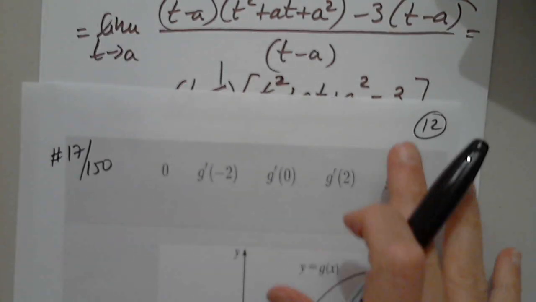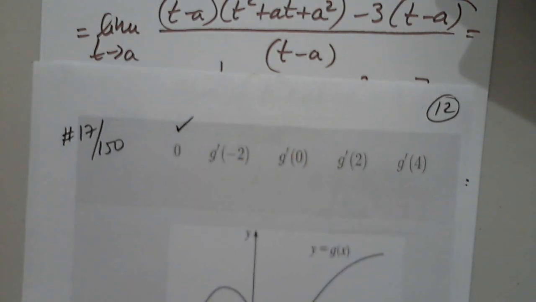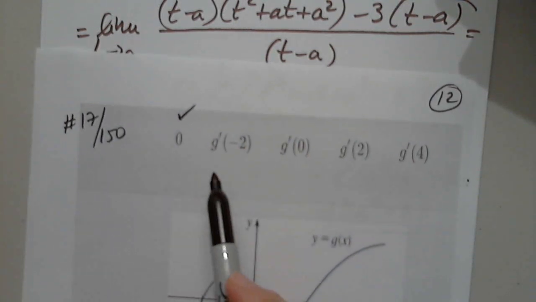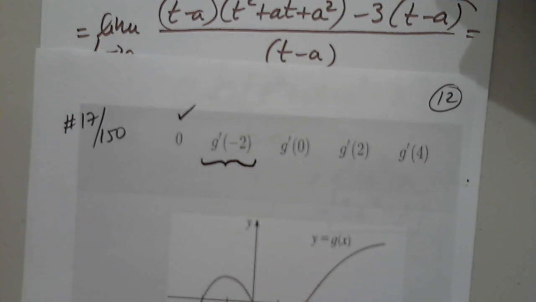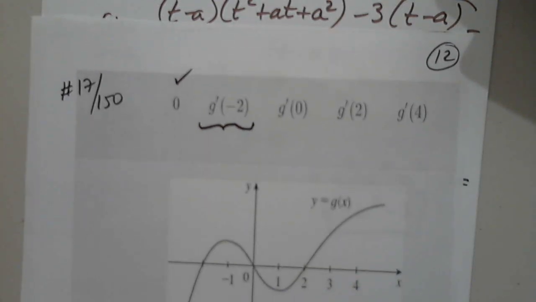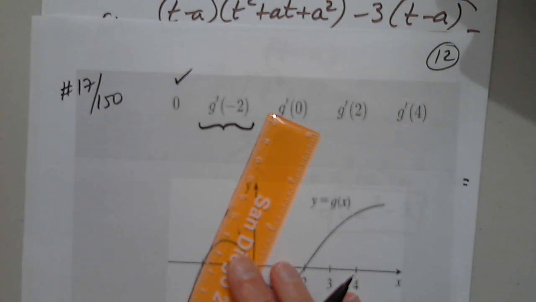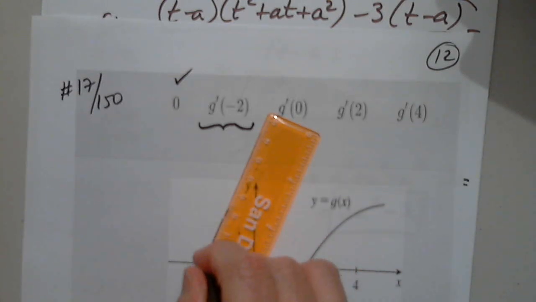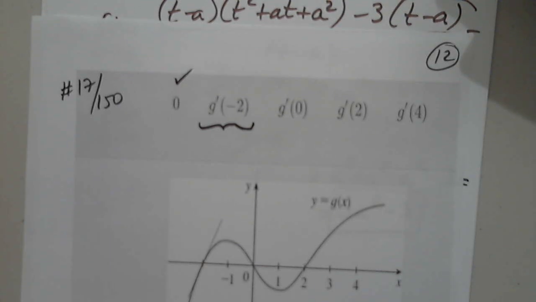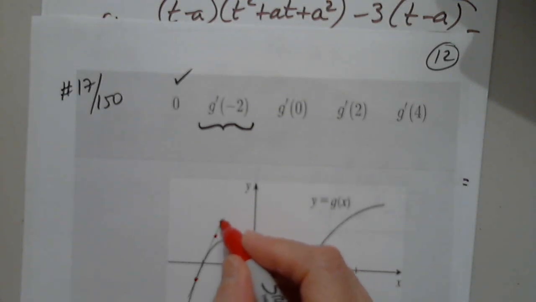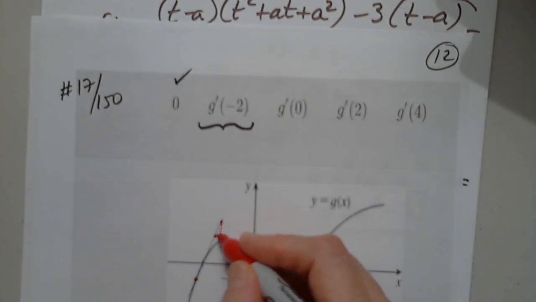So 0 is 0. There is nothing I can do about that. Can anyone tell us what does this represent? G prime of -2. That'll be the slope at -2. Awesome, brilliant. So here's -2. I have to draw the tangent line in order to find the slope. So I'm going to use this point and I'm going to use this point. It doesn't matter. I can use this point and this point. Who cares? It's the same.